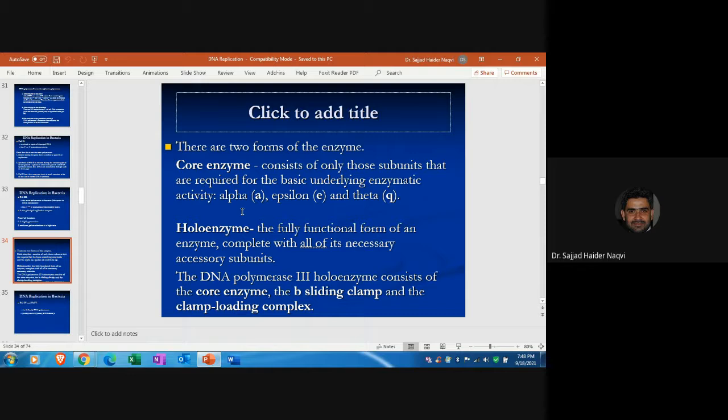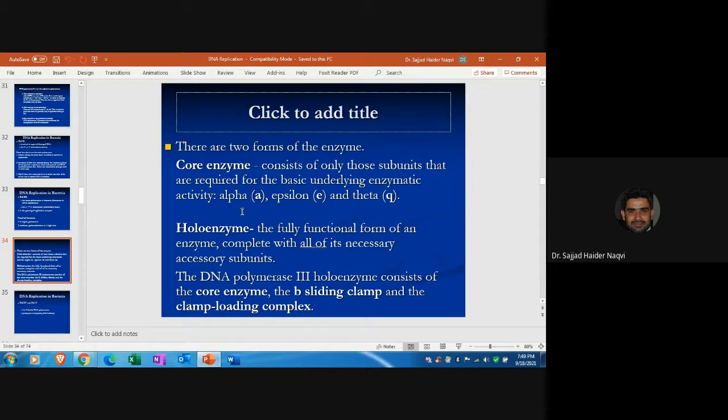Beside the core enzyme, we have got a holo enzyme. What is holo enzyme? The holo enzyme is the fully functional form of an enzyme. What does that mean? It is complete with all of its necessary accessory subunits. So that means there are certain subunits which are the basic subunits catalyzing the reaction, but there are some accessory parts which are also required for the overall enzyme activity. So once these accessory subunits combine with the essential subunits, that's called the holo enzyme.